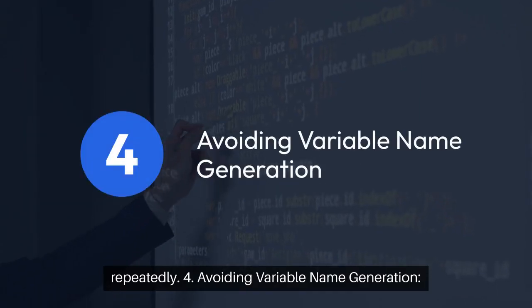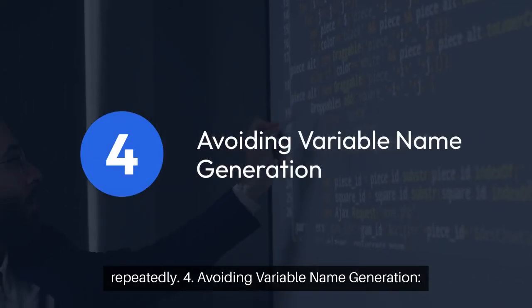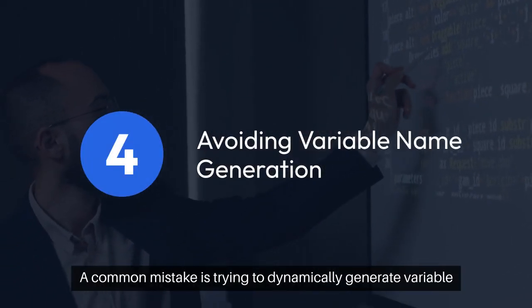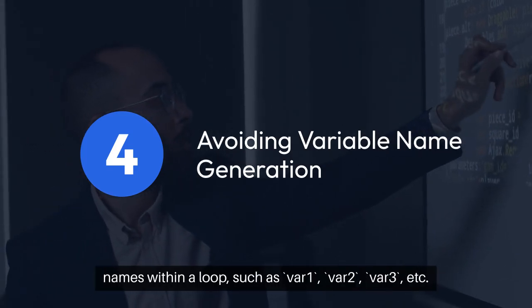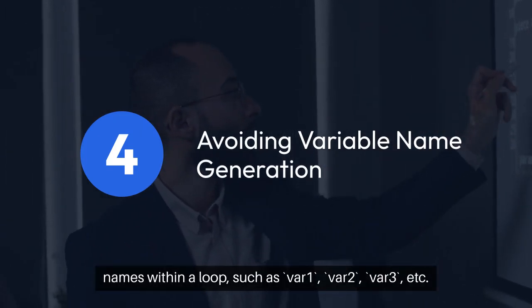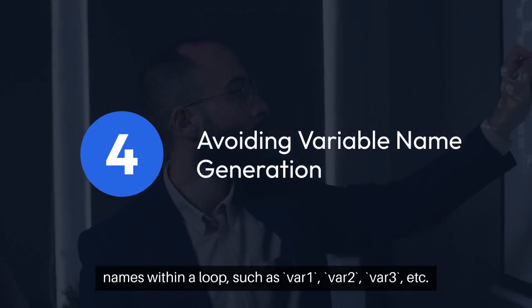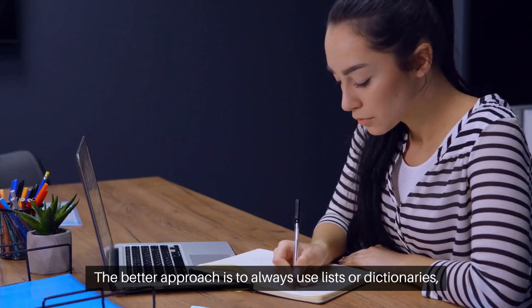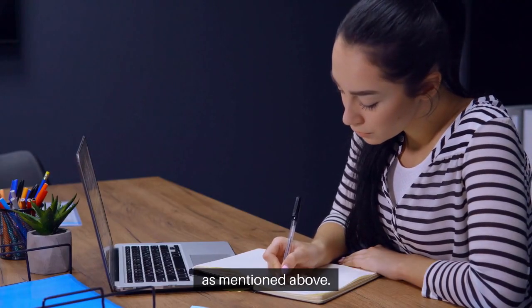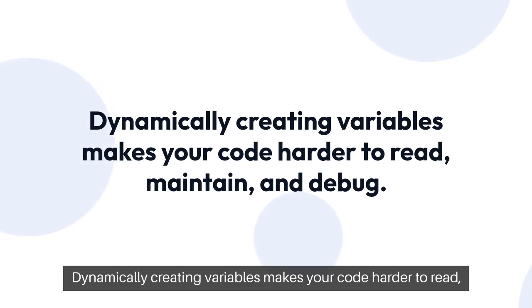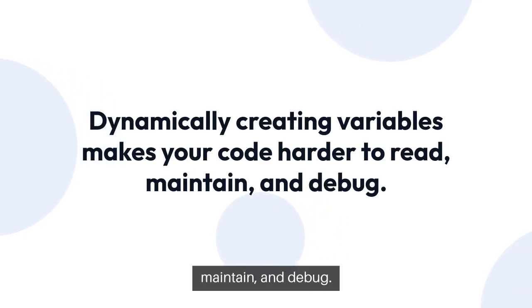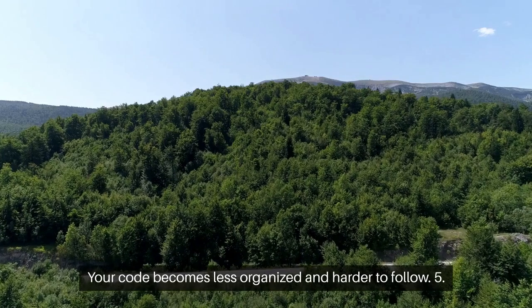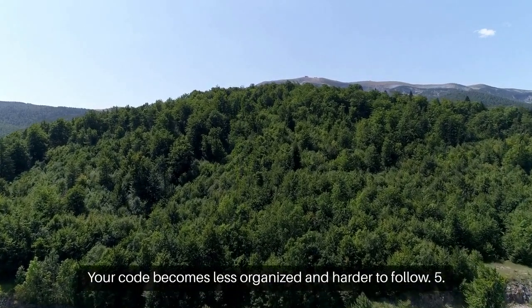4. Avoiding variable name generation. A common mistake is trying to dynamically generate variable names within a loop, such as var1, var2, var3, etc. This is generally bad practice. The better approach is to always use lists or dictionaries, as mentioned above. Dynamically creating variables makes your code harder to read, maintain, and debug. Your code becomes less organized and harder to follow.